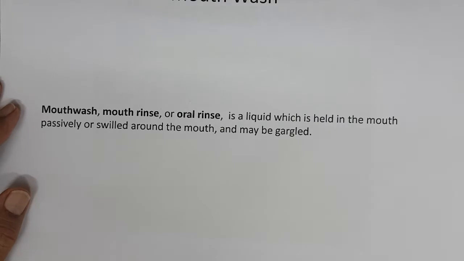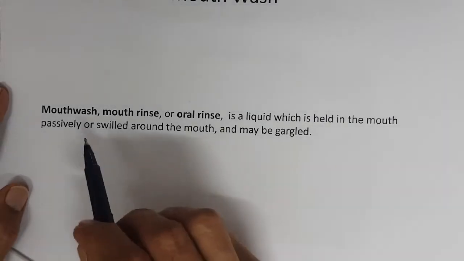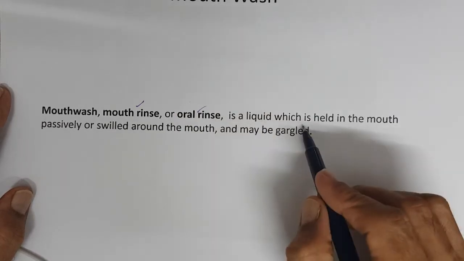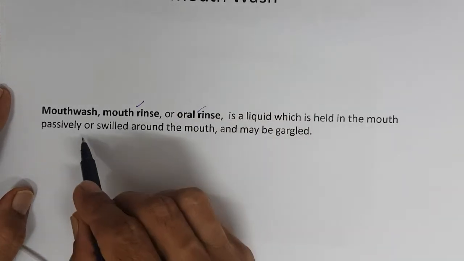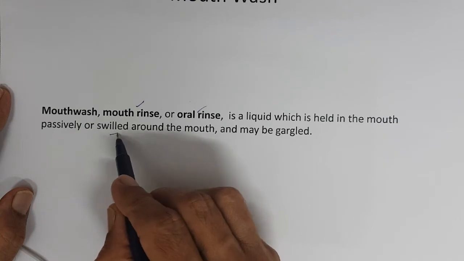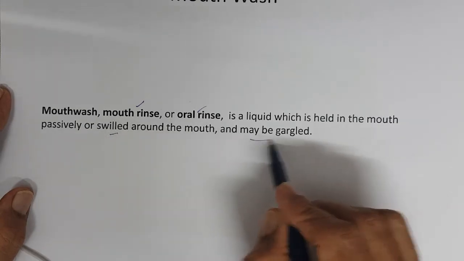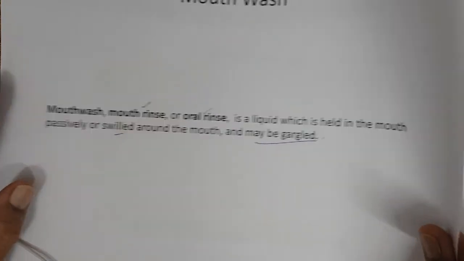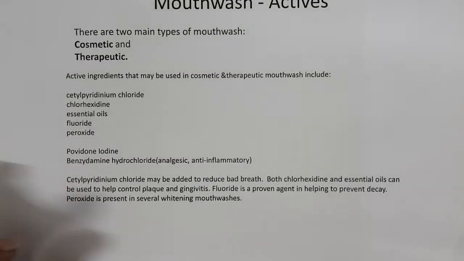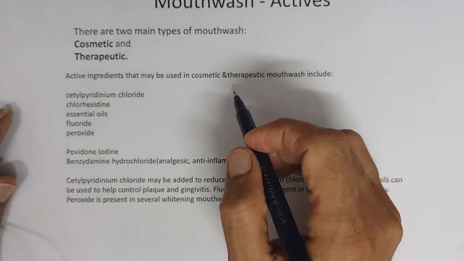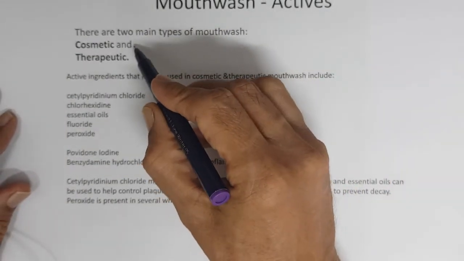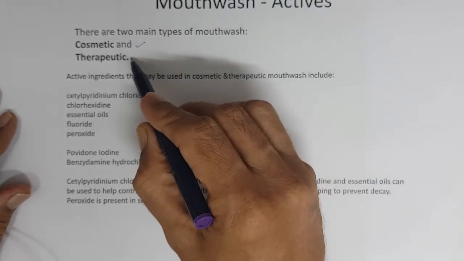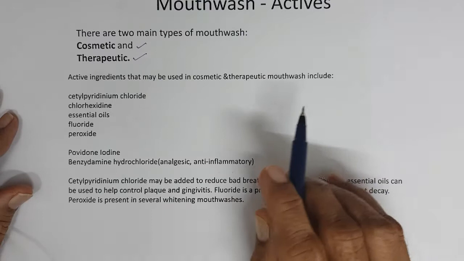Mouthwash can be defined as, it's also called mouth rinse or oral rinse, a liquid which is held in the mouth passively, or swilled around the mouth, or maybe gargled. So it's a liquid preparation. There are two main types of mouthwashes: one which addresses cosmetic problems, and one for the treatment of the oral cavity.